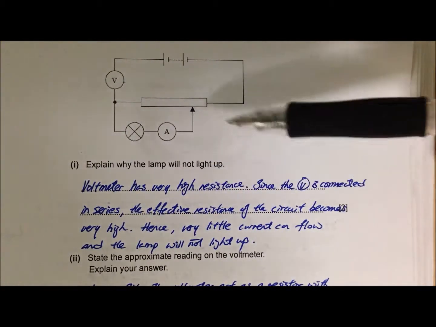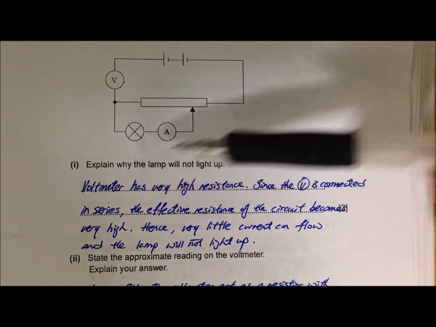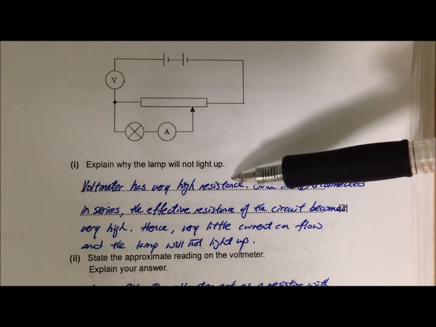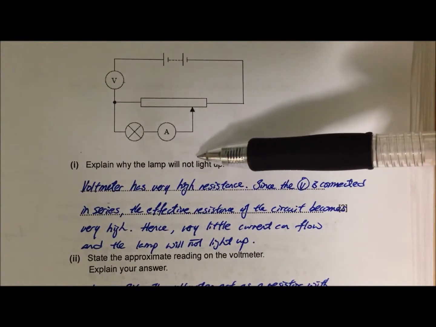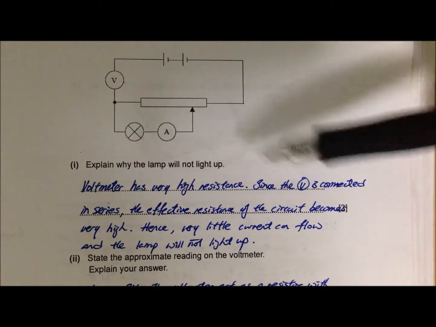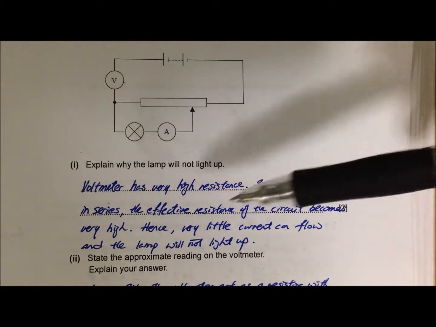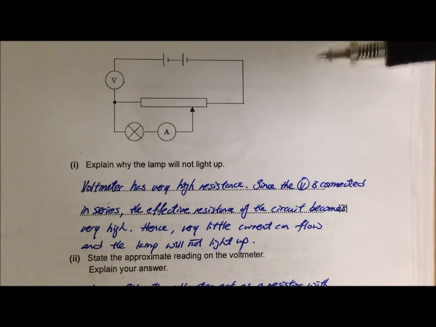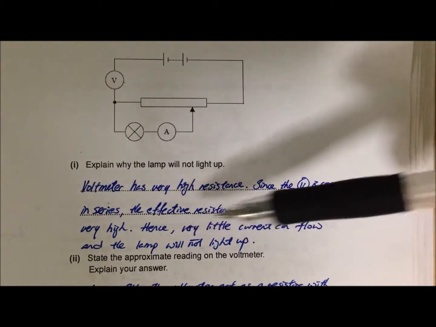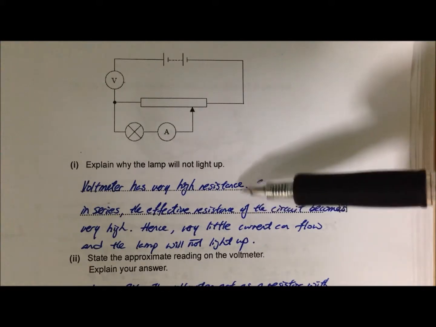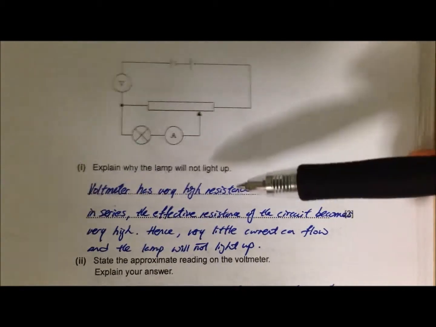So how to explain this? First of all, state that the voltmeter has very high resistance. Then explain how this high resistance is not allowing your lamp to light up. Since your voltmeter is connected in series, the effective resistance of the whole circuit becomes very high because in series all the resistance will add up. So hence very little current can flow and therefore the lamp will not light up. So state the fact, explain how this fact is affecting the circuit, and then answer the problem context.